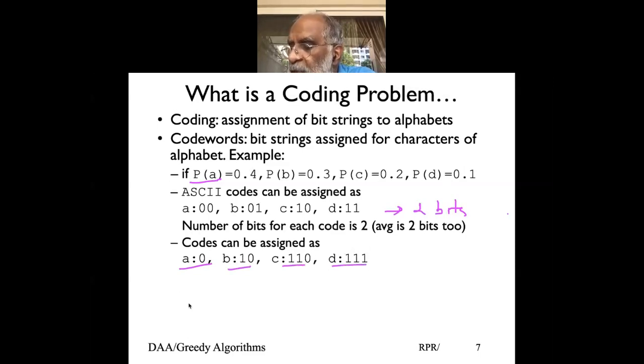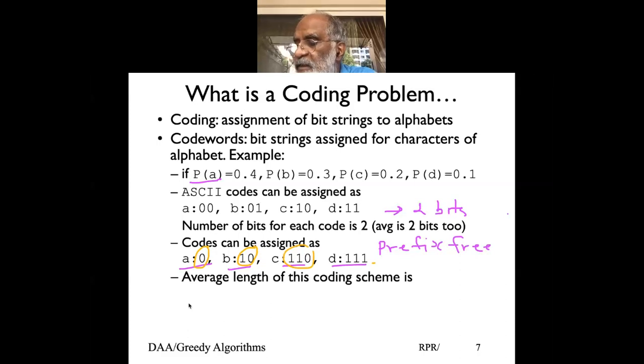Look again, each encoding is not a prefix of anything else. 10 is not a prefix of anything. 110 is not a prefix of anything. So this is what we call prefix-free encoding, because no code is a prefix of any other code. With this case, what is my average size?